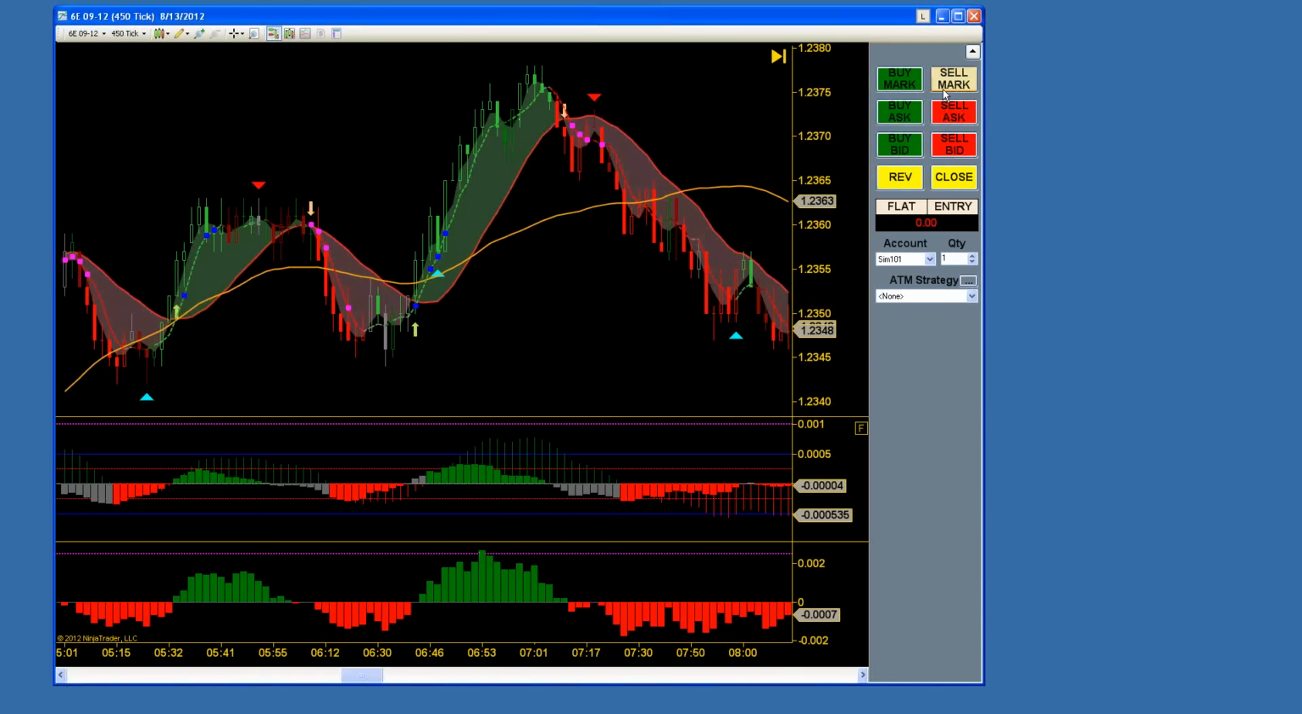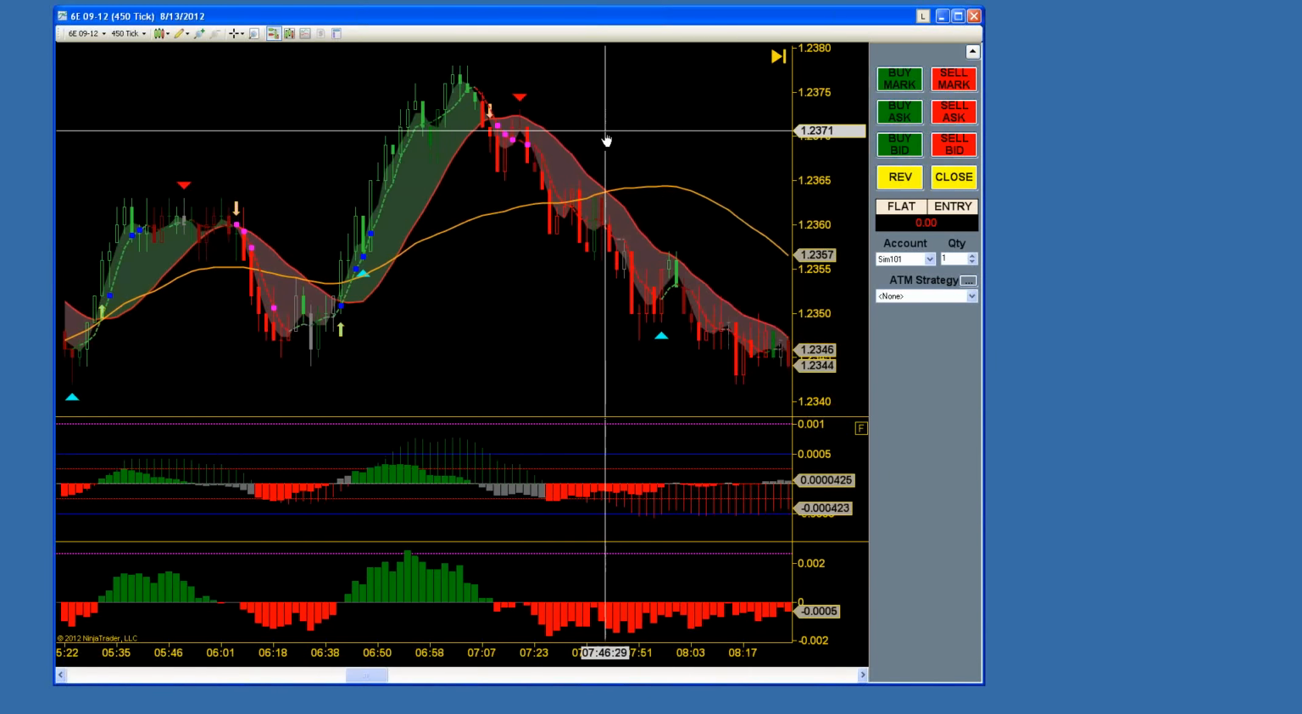So when we place a trade, with one click on the buy or sell, it's going to put an automatic 8-point exit for profit and a 12-tick exit for a stop.